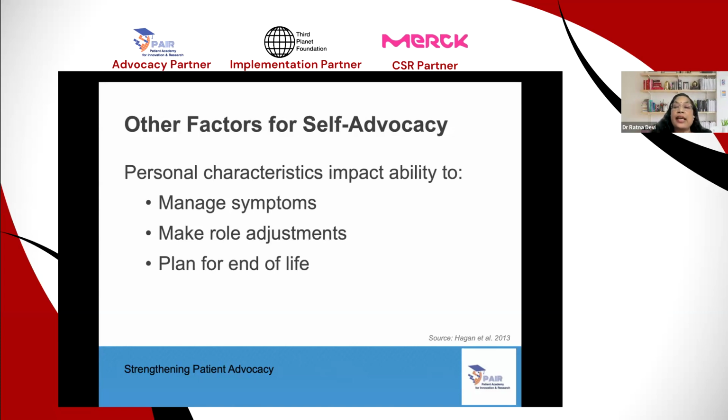So what kind of personal characteristics impact the ability to become a patient advocate? One, because you're already having a condition, you should be able to successfully manage those symptoms so that you are symptom free and in reasonably good health to be able to advocate. You should be able to make role adjustments. So if you're suffering from cancer or managing cancer, are in a full-time job and still want to be a patient advocate, it would need some role adjustments so that you are able to give time to become a patient advocate. And most importantly, for cancer, sometimes some cancers are very aggressive and you may not be cancer free in spite of the best treatments available. You need to plan for palliative care and for end of life.